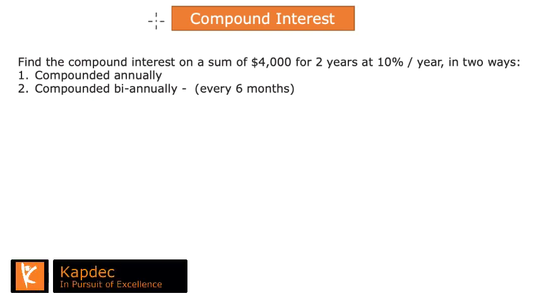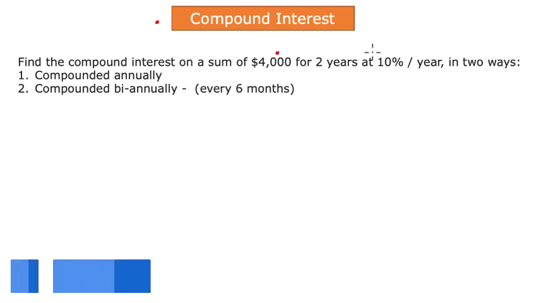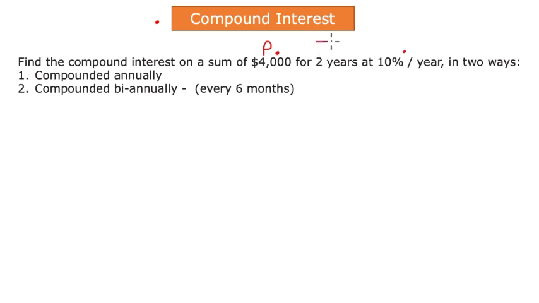Consider this scenario of calculating the compound interest. We are supposed to calculate the interest on a sum of $4,000 for 2 years at 10% per year. So our parameters are: principal is P, which is 4,000, the time period, the total duration of the loan, is 2 years, and the rate of interest is 10% per year.